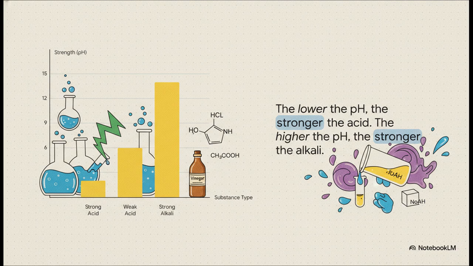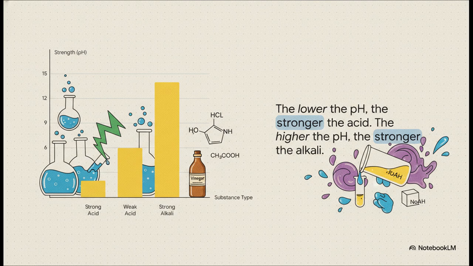But here's a pro tip that many people miss. The scale is logarithmic. That just means that every single step down is a 10 times jump in strength. So a pH of 1 is 10 times more acidic than a pH of 2, and 100 times more acidic than pH 3. That's a huge difference. On the other end, the higher the number, the stronger the alkali.